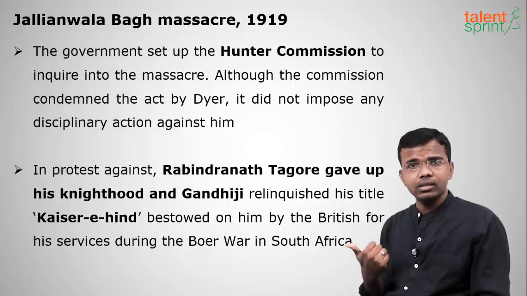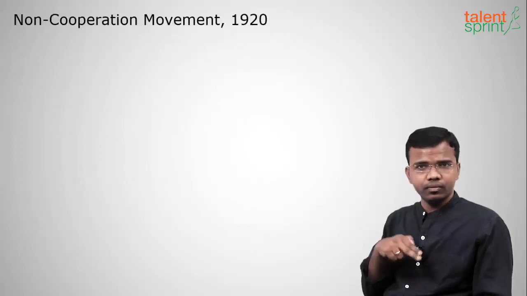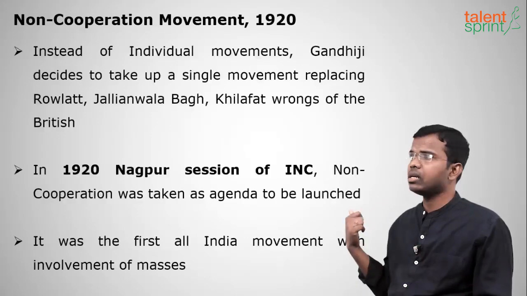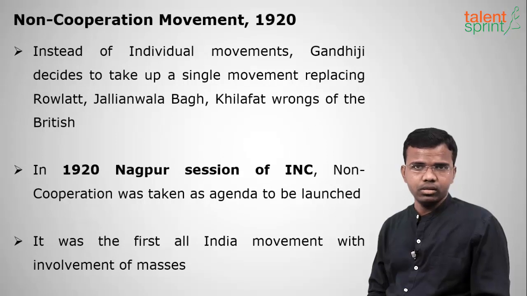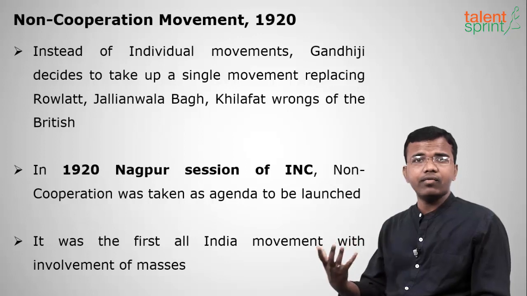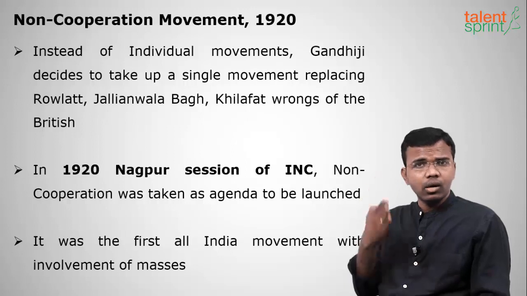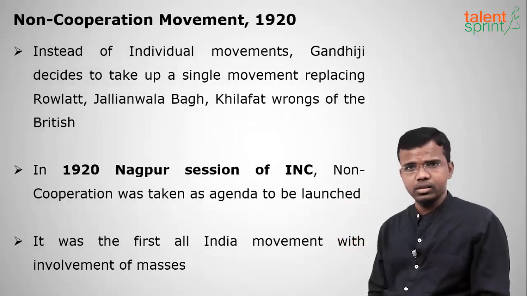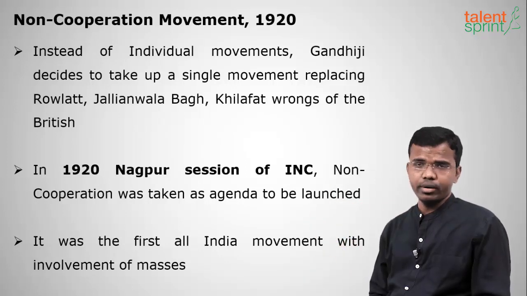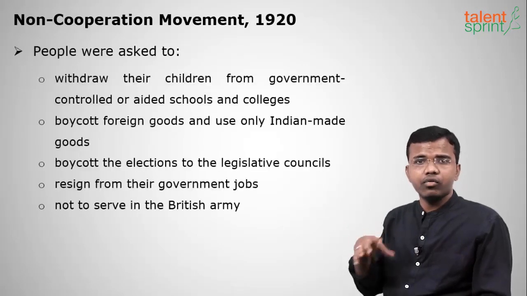So now Rowlatt Act, Jallianwala Bagh, Khilafat Movement. Instead of having three different separate protests, Gandhiji wanted to have a single protest. So he will come up with the non-cooperation movement. In the 1920 Nagpur session of Indian National Congress, they will decide for the non-cooperation movement, taking up the individual Khilafat movement, Rowlatt Act protests and Jallianwala Bagh protests. So three movements were combined and taken up as the non-cooperation movement. So this was the first all India wide movement, and it involved a lot of people.